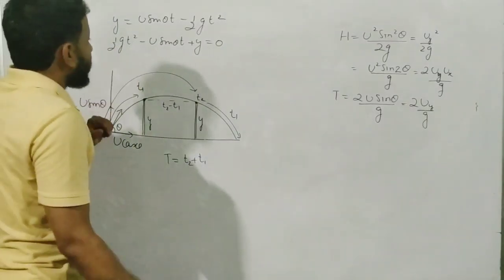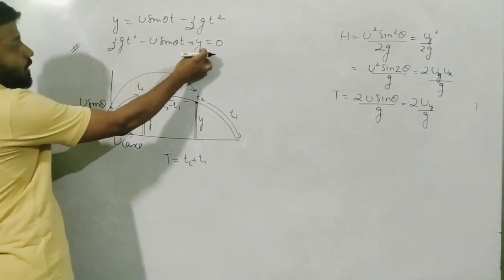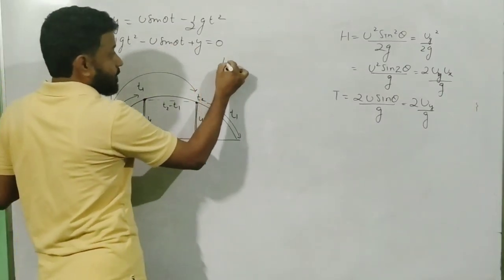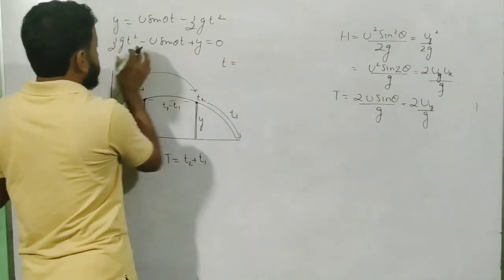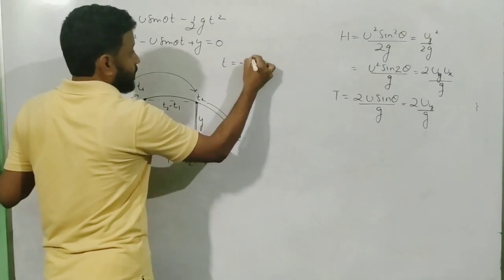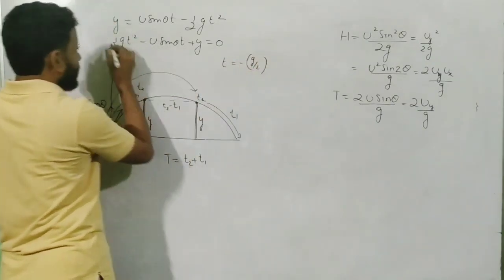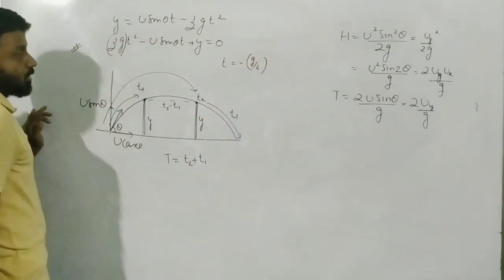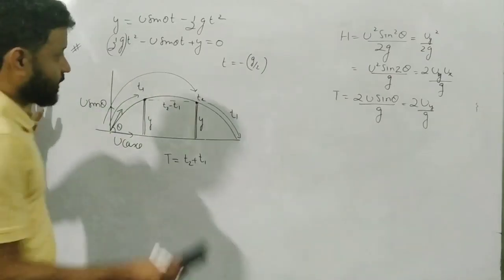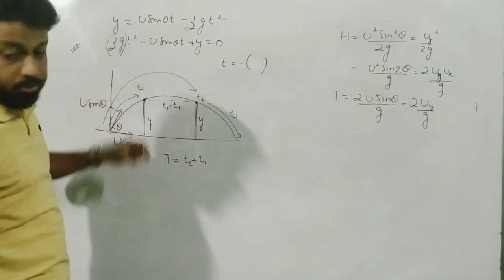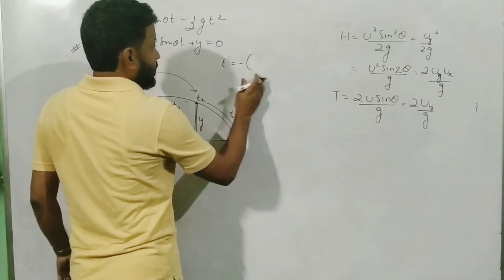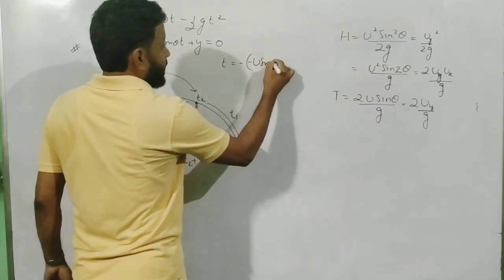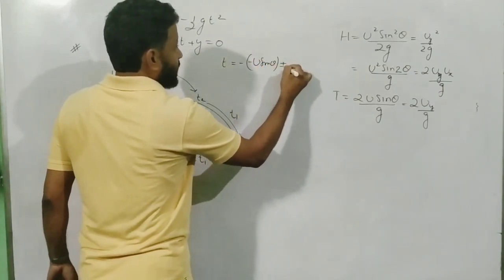When you want to find the time for a value of y, how will you find time? t is equal to minus b. This is minus b, so you will write minus of g by 2, the coefficient of t square, this is coefficient a. Minus b is this one, u sin theta. So you will write here minus u sin theta, that's minus b, plus minus.